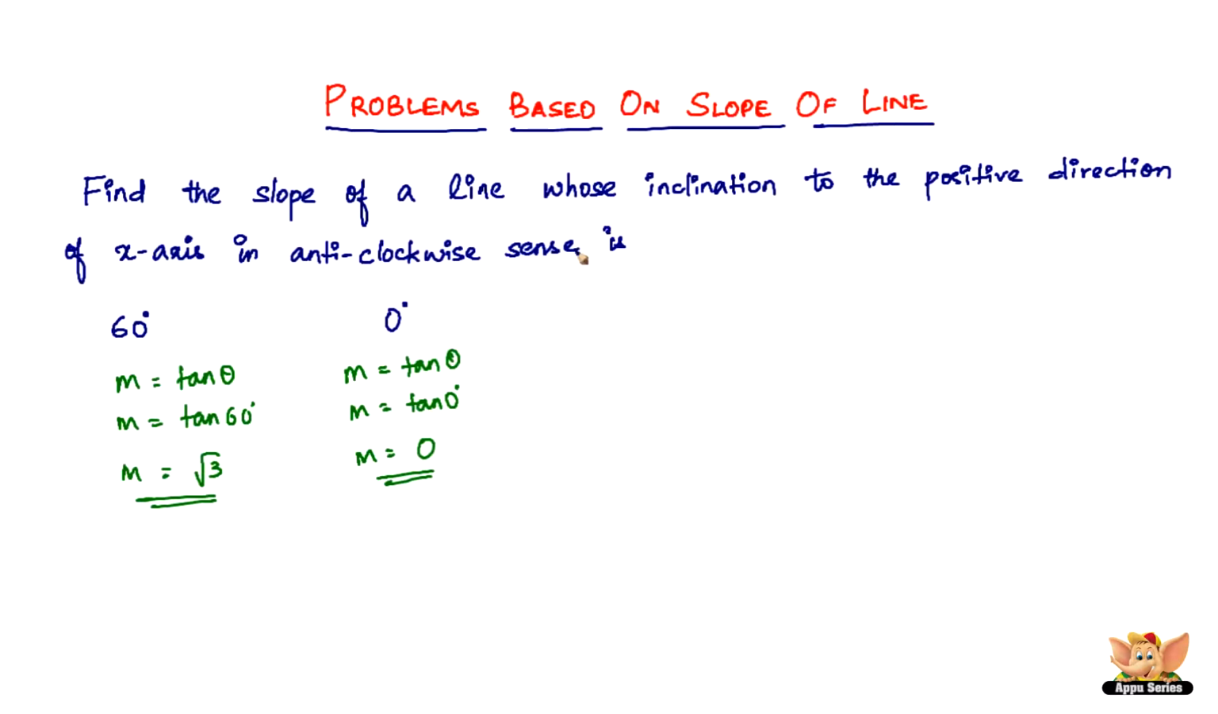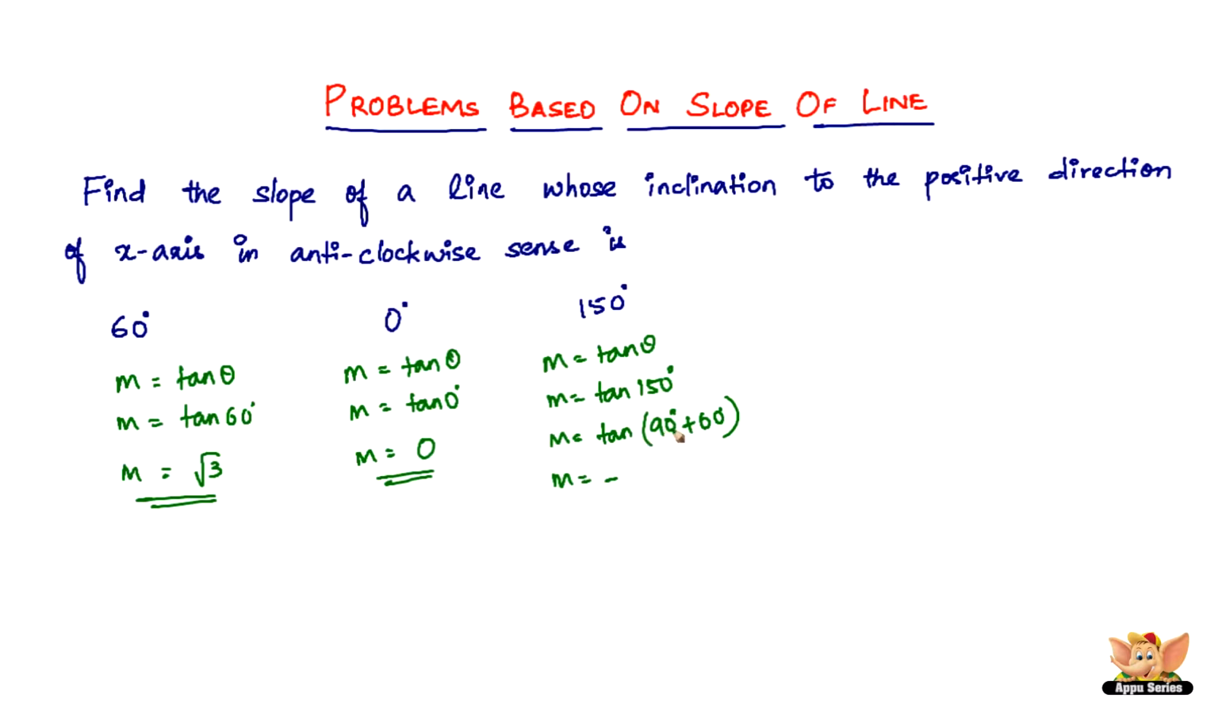We have another one. In this case, find the slope of a line whose inclination to the positive direction of the x-axis in an anticlockwise sense is 150 degrees. Now this is very different. m equals tan theta, or m equals tan of 150 degrees. Since 150 degrees is not a standard angle, let us solve it in the way we should. Tan of 150 degrees can be written as tan of 90 degrees plus 60 degrees. So it is 90 plus theta, right? 90 plus theta lies in the second quadrant, and tan is not positive in the second quadrant. Therefore, it will be negative.